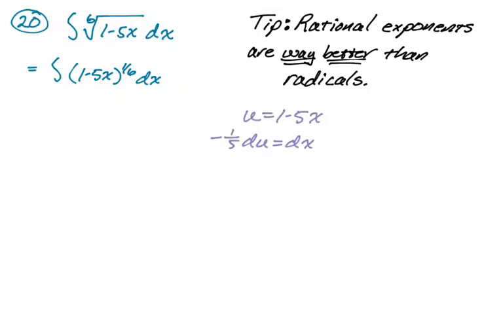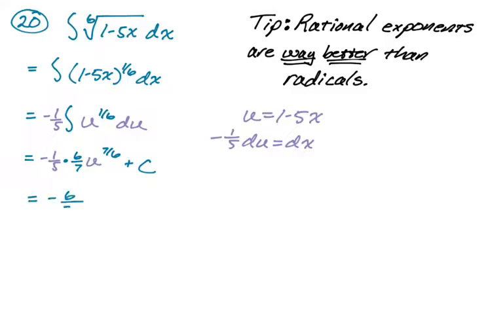We do our substitutions. So we're pulling out the negative 1/5. We get u to the 1/6 du. And then plus 1 times the reciprocal will give us, so plus 1 is 7/6, so it'll be negative 1/5 times 6 over 7, and then u to the 7/6 plus c, and then that's negative 6 over 35. u is equal to 1 minus 5x, and then to the 7/6 plus c.